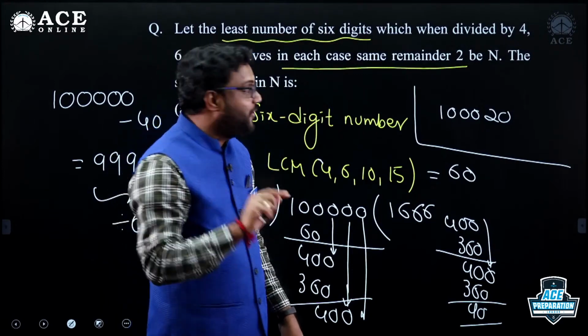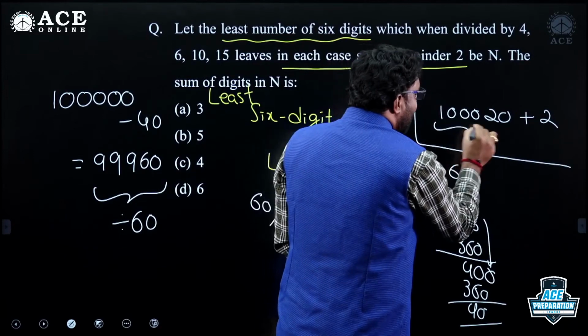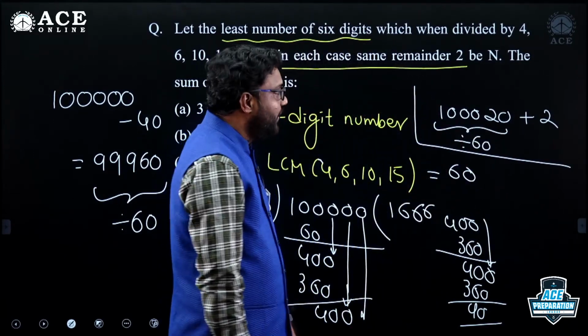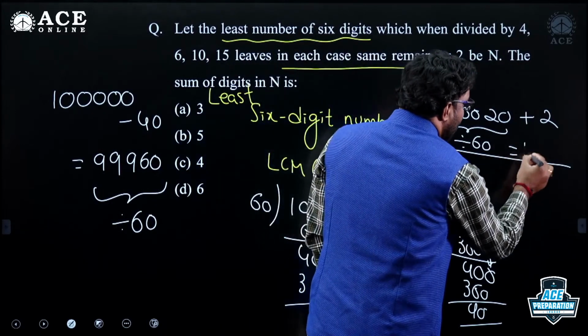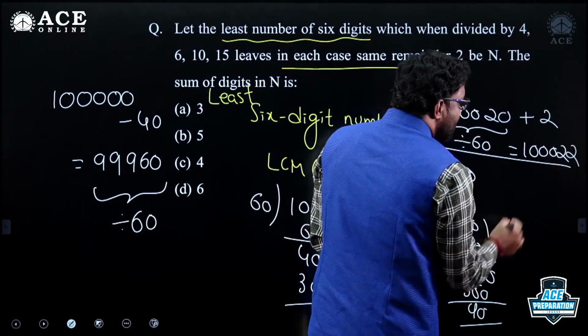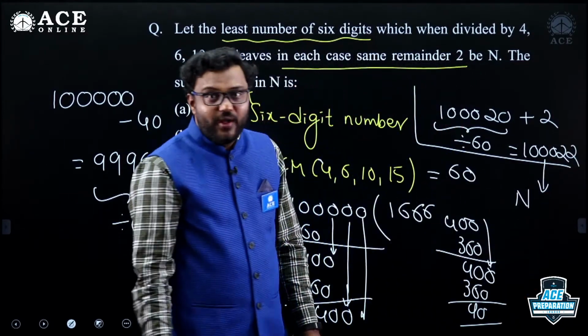But you want remainder 2. So plus 2. This is exactly divided by 60, but you want 2 remainder in each case. So the answer is now 1,20,002, my dear friends. This is nothing but n. N is 1,20,002. Now I hope you got the answer.